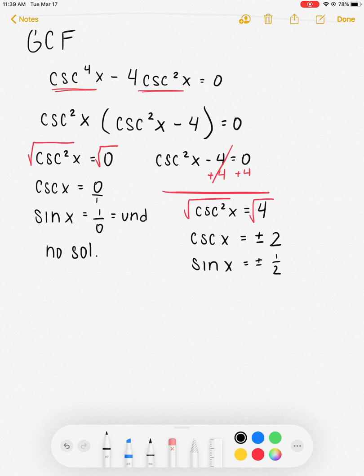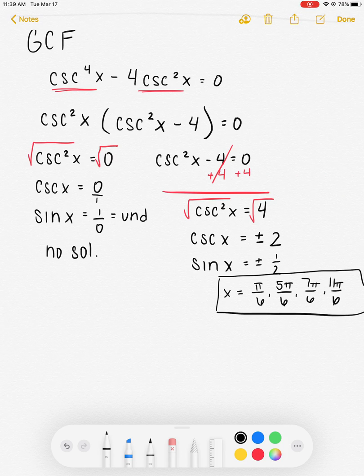So now I'm looking for where sine equals positive or negative 1/2, which is going to be all of my pi over 6's. So pi over 6, 5 pi over 6, 7 pi over 6, and 11 pi over 6. And those are my solutions.